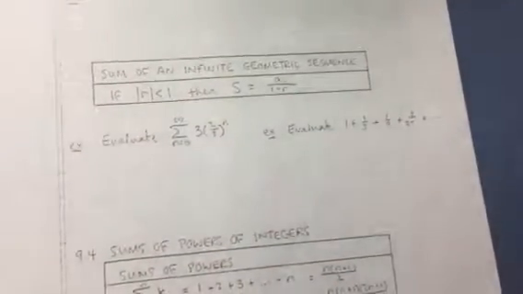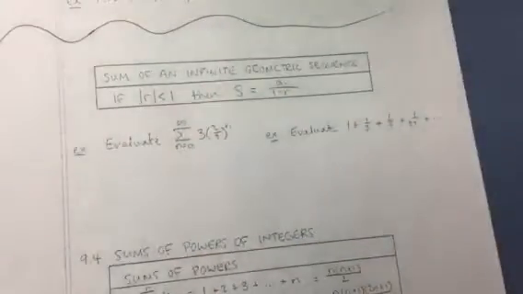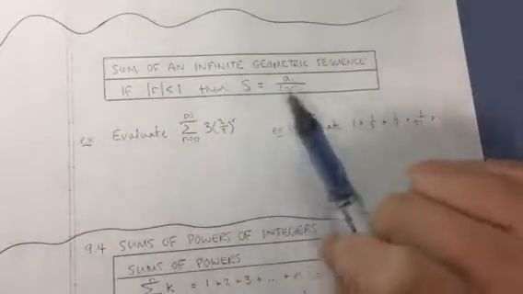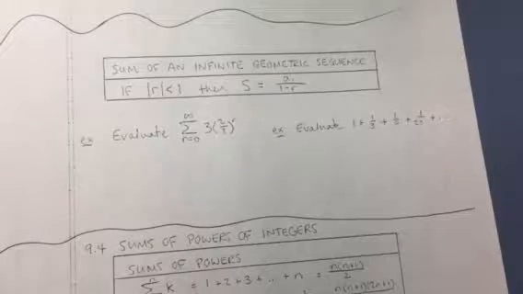All right, we made it to the very last page. Just one example on this page. Sorry, I was feeling a little lazy about typing it up. So we're just going to look at this middle portion, the sum of an infinite geometric sequence.